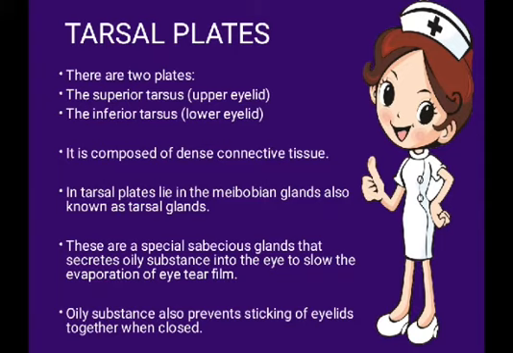There are special sebaceous glands that secrete an oily substance into the eye to slow down evaporation of the tear film. This oily substance also prevents the sticking of the eyelids together when they are closed. When we blink our eyes every time, this oily substance helps in preventing the eyelids from sticking together when they get closed. Let's move further.